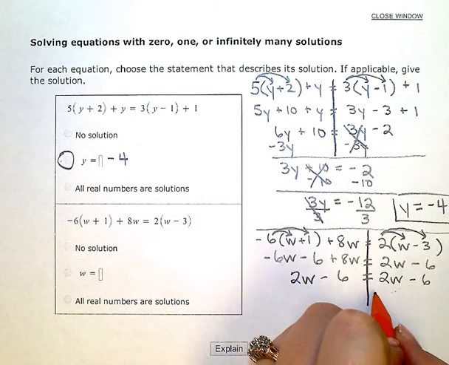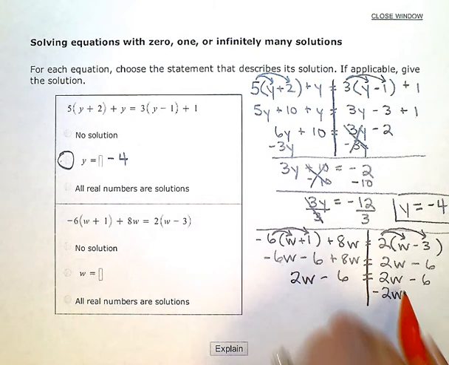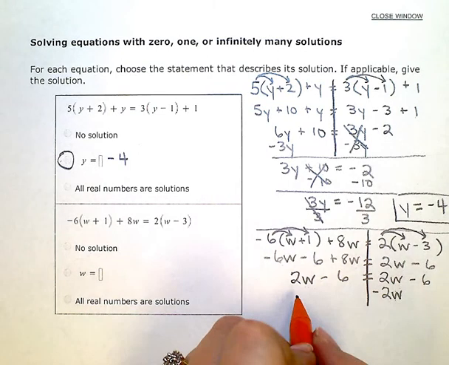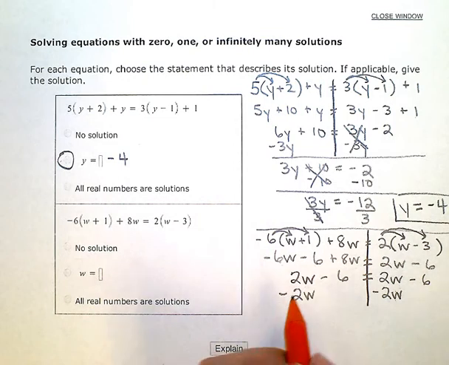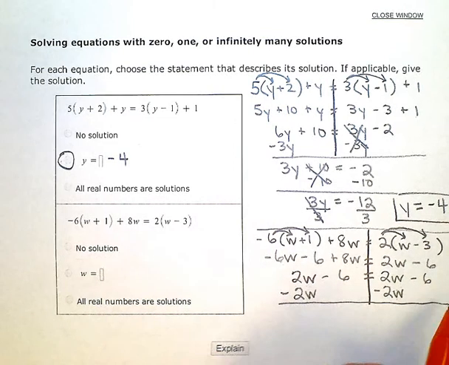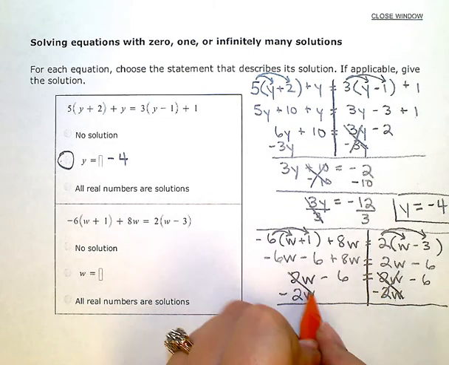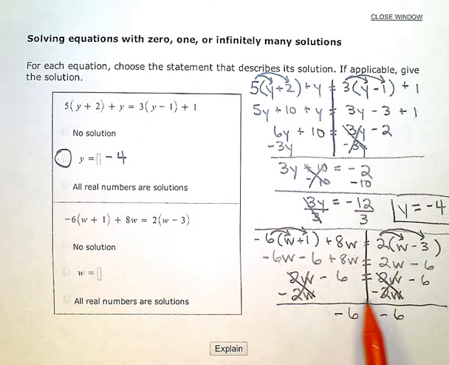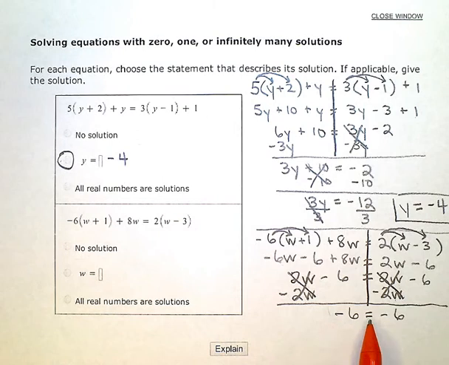So if I subtract 2w on the right to try to eliminate my variable term over here, and I have to balance the equation by doing the same thing on the left, my variables completely eliminate from both sides at the same time, and I'm left with negative 6 equals negative 6. So if my variables all drop out and I'm left with a true statement, negative 6 does actually equal negative 6, then I know that I have all real numbers as solutions.